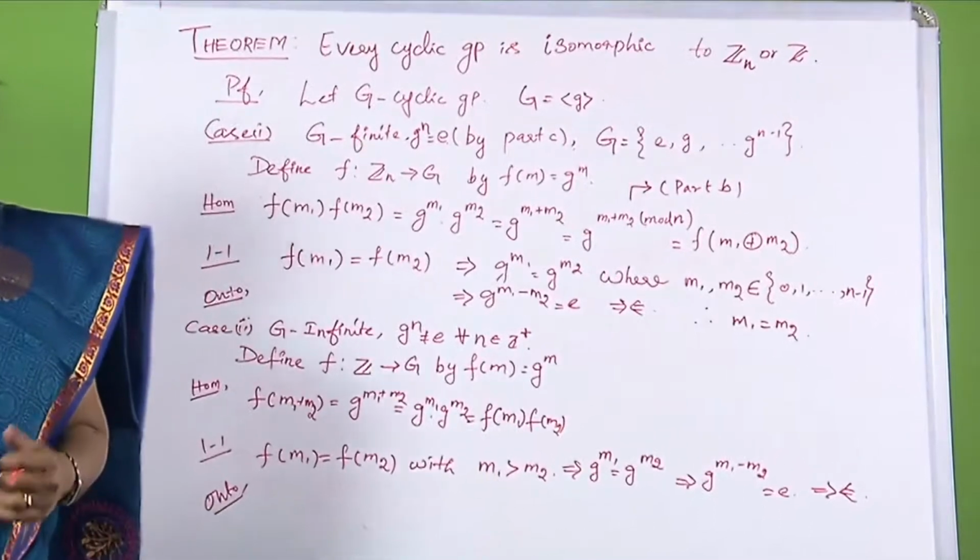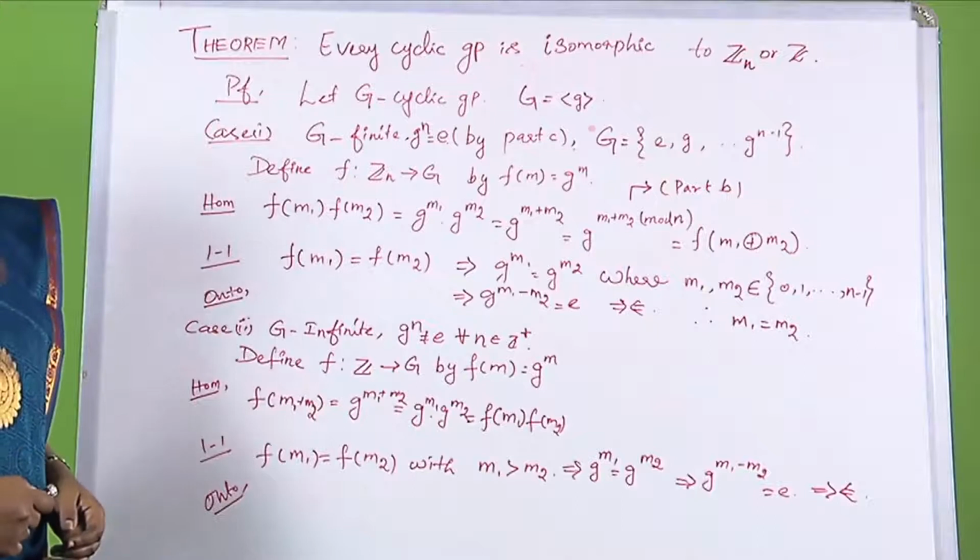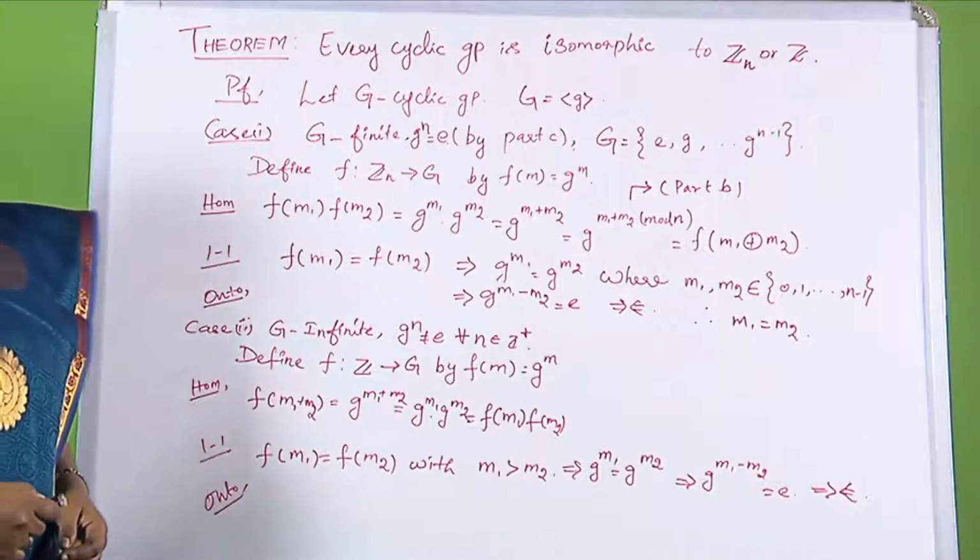Next, we shall see a very important theorem in cyclic groups, namely: every cyclic group is isomorphic to Zn or Z.